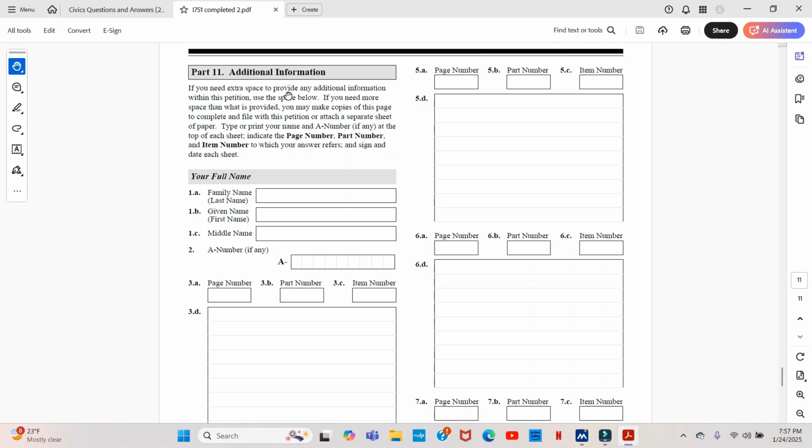If you need extra space to provide any additional information within this petition, use the space below. If you need more space than what is provided, you may make copies of this page to complete and file with this petition, or attach a separate sheet of paper. Type or print your name and A number, if any, at the top of each sheet. Indicate the page number, part number, and item number to which your answer refers, and sign and date each sheet.